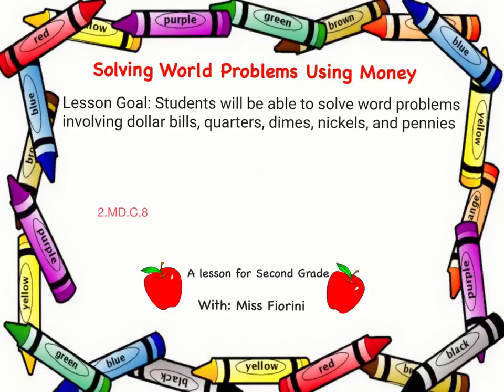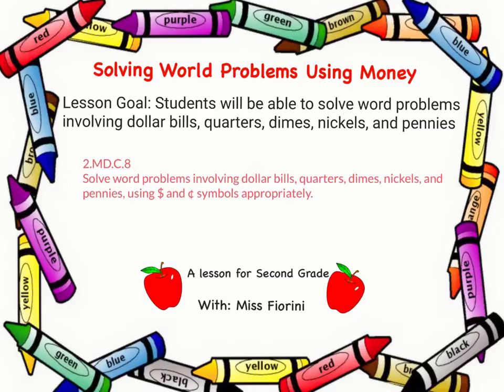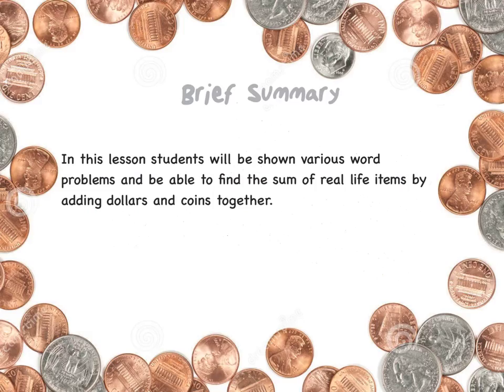At the end of this lesson, my goal is that you will all know how to use dollar bills, quarters, dimes, nickels, and pennies to solve different word problems. This lesson meets the Iowa Core Standard about solving word problems involving money and being able to use the dollar and cent symbols appropriately. In this video, students will be able to add dollars and coins together in order to find the sum of real-life items, such as buying a kite. So let's get started.